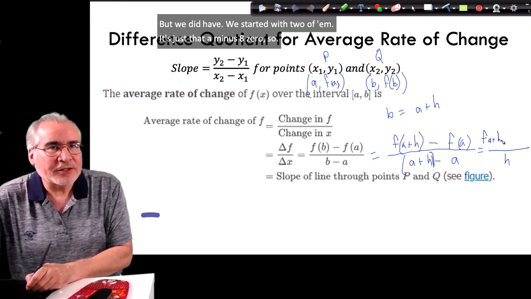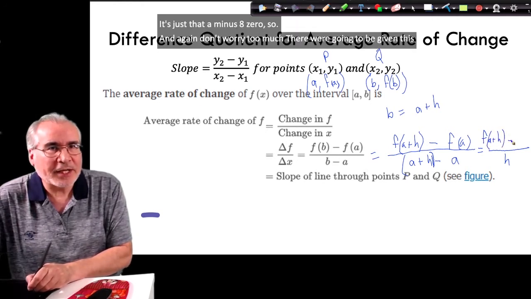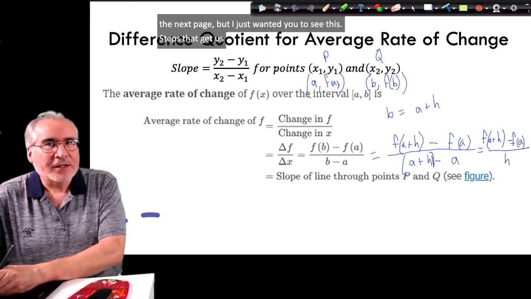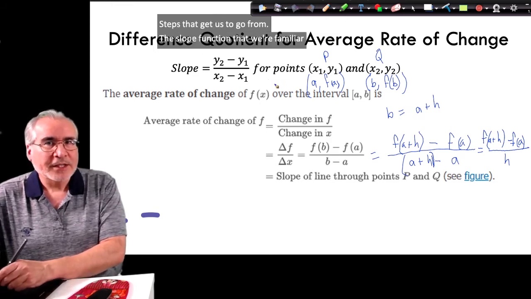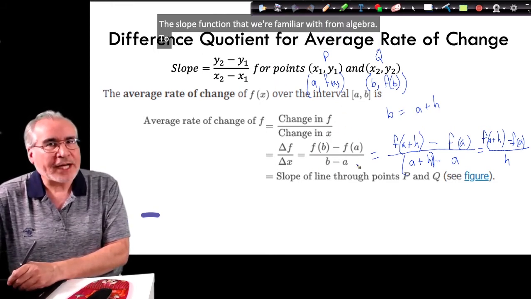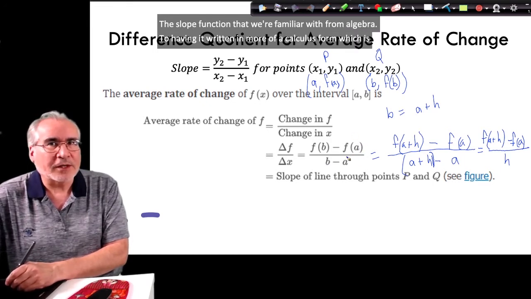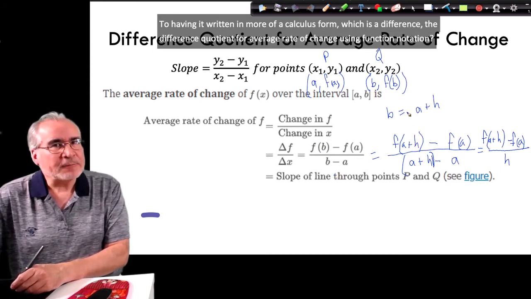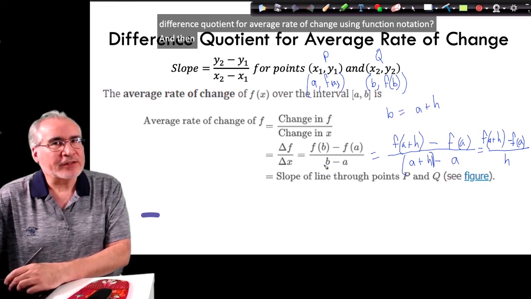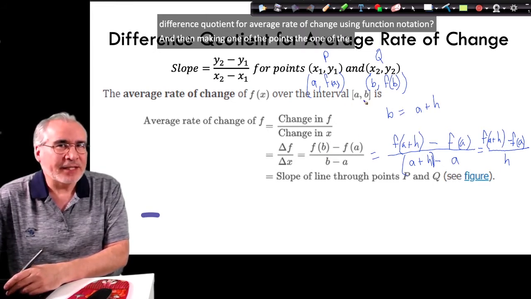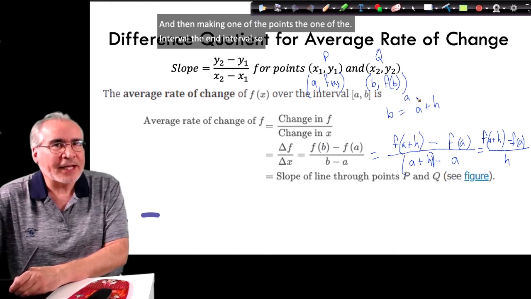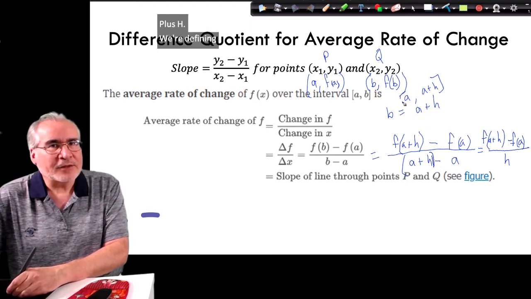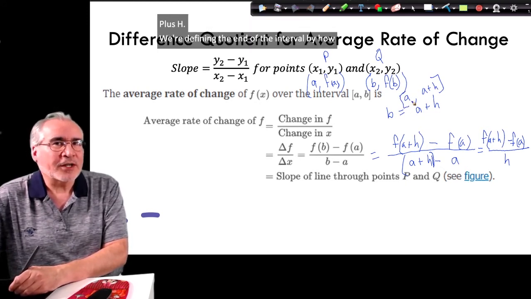And again, don't worry too much. We're going to be given this formula on the next page, but I just wanted you to see the steps that get us from the slope function that we're familiar with from algebra to having it written in more of a calculus form, the difference quotient for average rate of change using function notation, and then making one of the points, the end of the interval, a plus h. So we're going from a to a plus h.